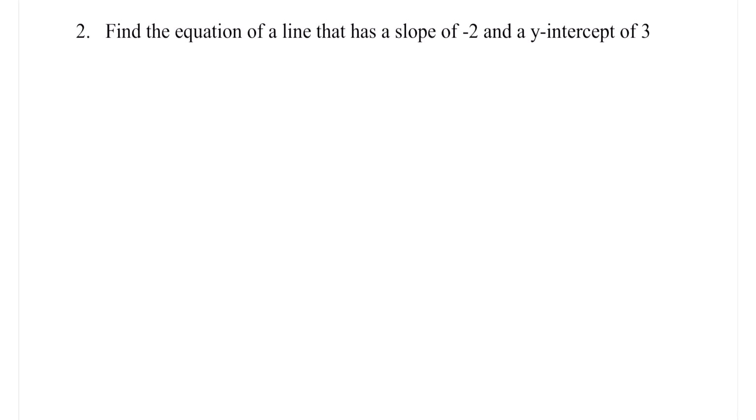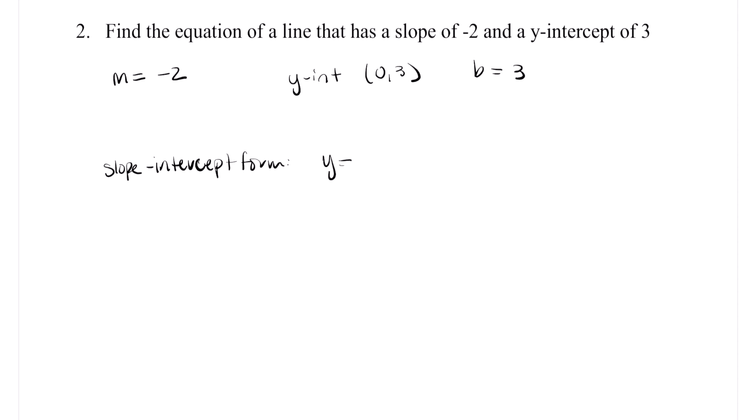Next, let's find the equation of a line with a slope of -2 and a y-intercept of 3. So we're given m, our slope is -2, and our y-intercept is (0, 3). That tells me b equals 3. So since I have the y-intercept, I can use the slope-intercept form, which is y equals mx plus b. So this equation becomes y equals -2x plus 3.